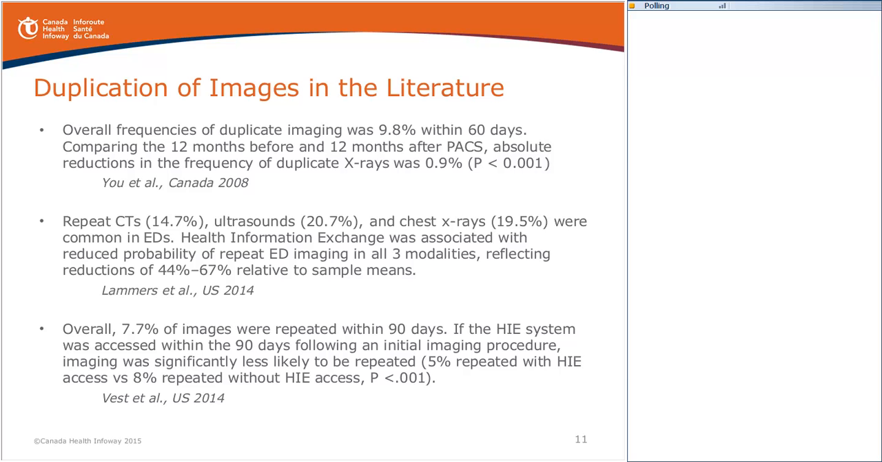So we had a 9.8% duplication rate within 60 days of X-rays, and that dropped by an absolute rate of 0.9%. We also have a couple of studies from the U.S. which are more recent and are really focusing on looking at health information exchange, which is the U.S. equivalent in many ways of our electronic health record, and really looks at sharing information between providers. And in that context, they looked at what are the duplication rates for different modalities and what are the impacts of having health information exchange.